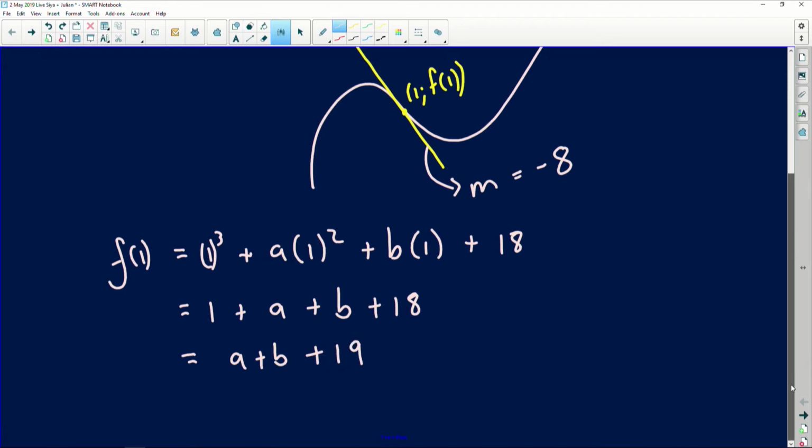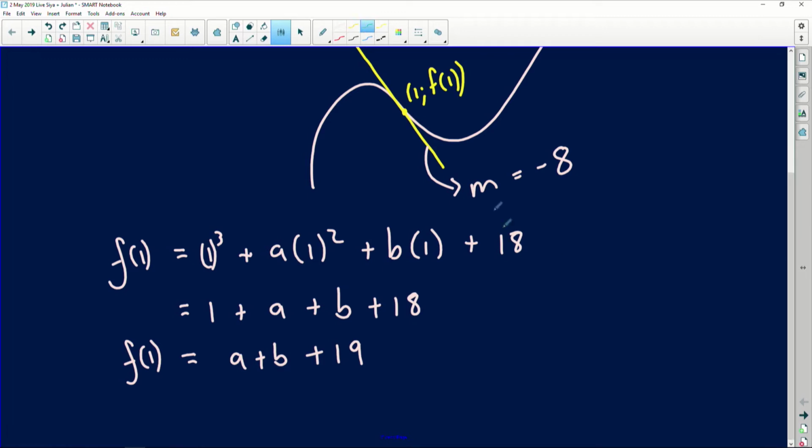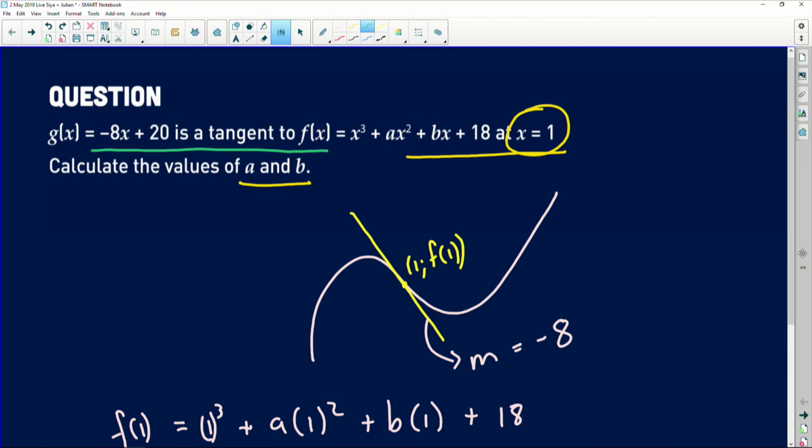Now, we have f of 1 over here. How are we going to get this? Well, if we have a look at f of 1, we got the tangent, and we know that at that point on the tangent, we've been given the equation of that tangent, and it's also at x equals 1. So if we substitute in 1 into that equation, we can then find the value for f of 1. So if we do that, we have that my equation for my tangent is g of x equal to negative 8x. Let's have a look what it was. It was plus 20.